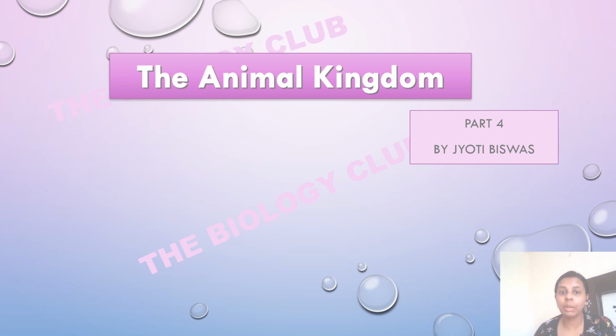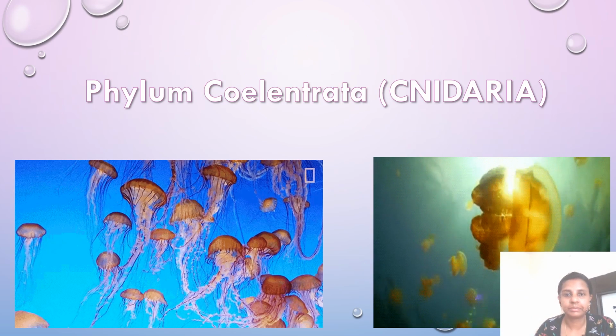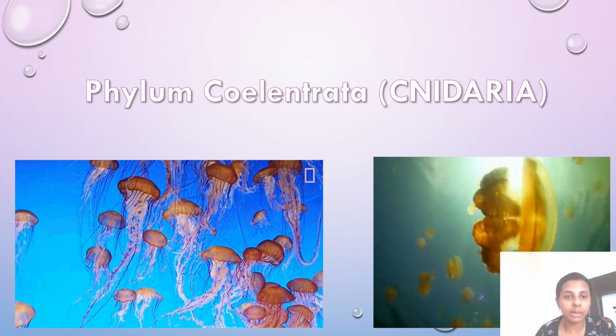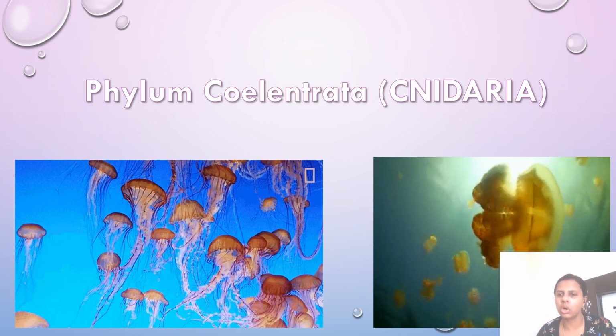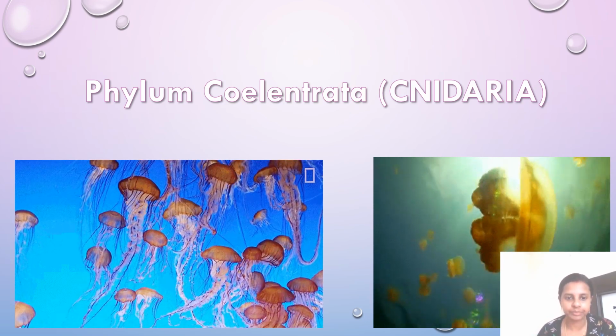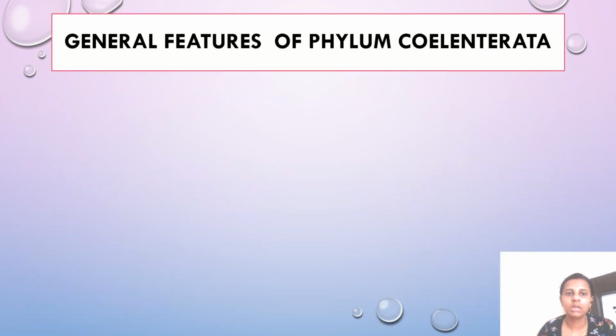So let's start with part 4 of the animal kingdom. Today we are going to learn about the phylum Coelenterata, which is also known as Cnidaria. Now let's talk about the general features of this phylum.